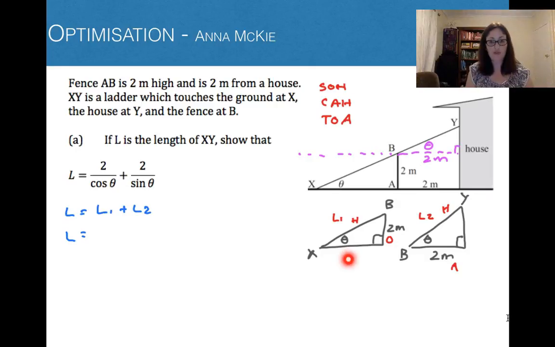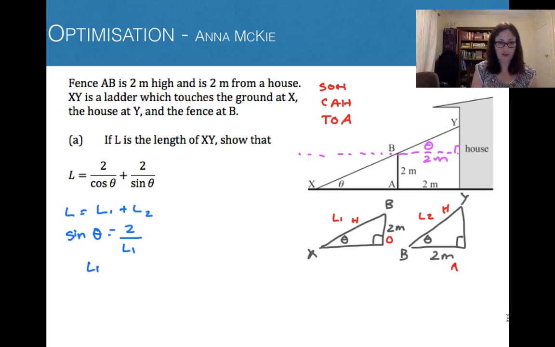So our length of L1 is opposite over hypotenuse. And what uses that? The sine rule. So we've got the opposite is 2 over the hypotenuse, which is... hang on, done that wrong. No, I haven't. Yes, I have. What I'm trying to do here is create an equation. So we've got the sine of theta is equal to the opposite over the hypotenuse. So we'll call that L1.